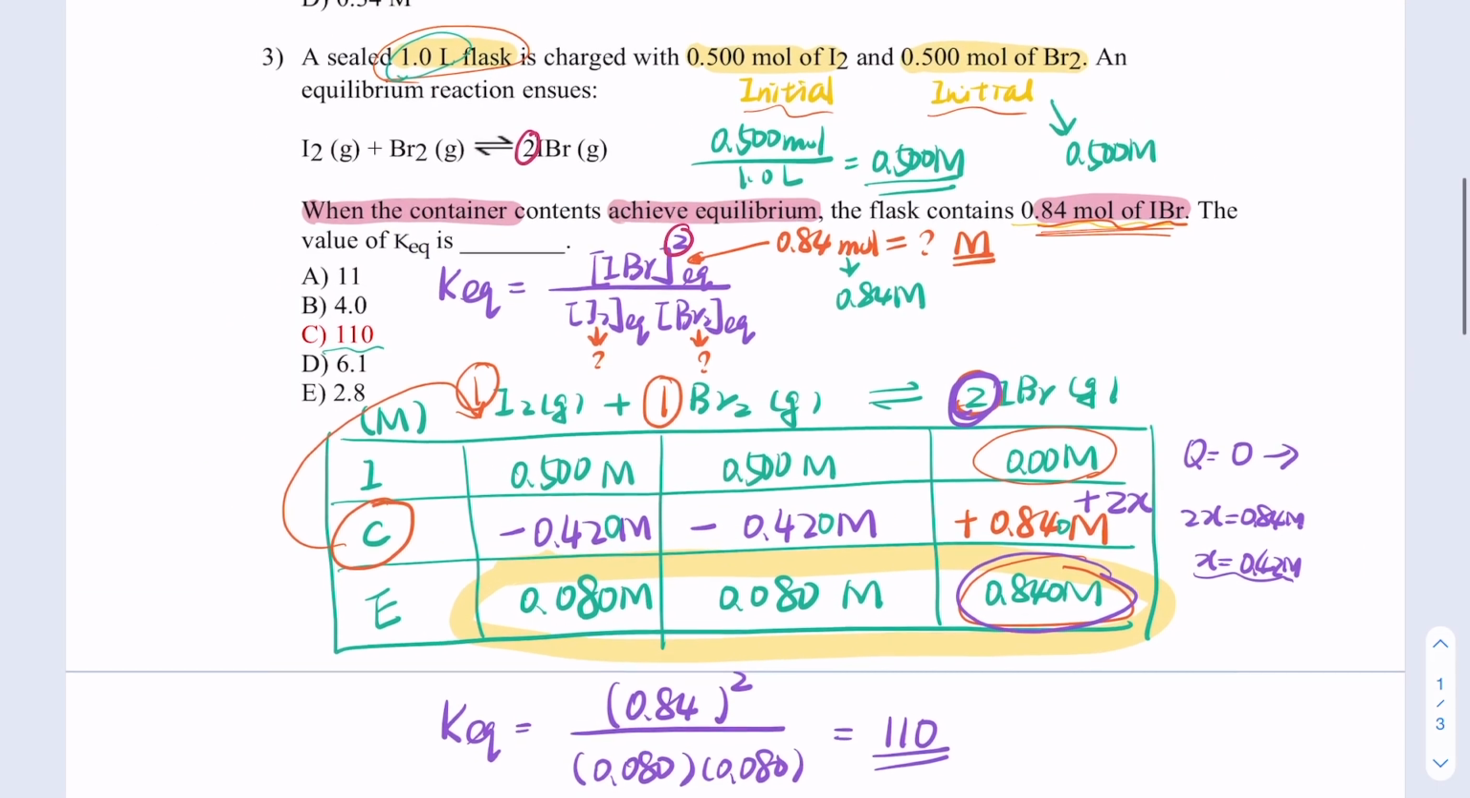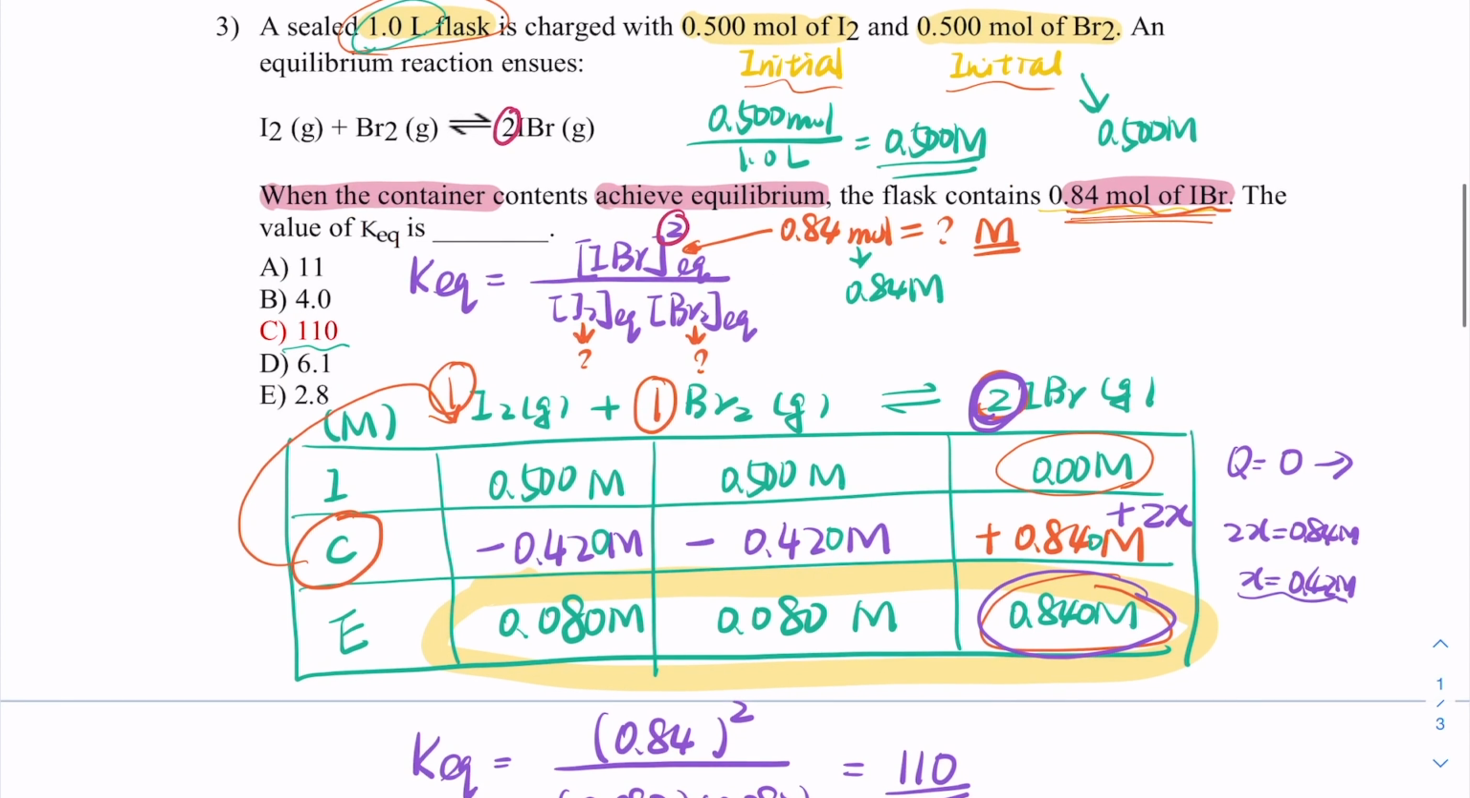This is how you do this type of question. Again, still an ICE table, but instead of being given the equilibrium constant and solving for one of the equilibrium concentrations, now you're given the initial amounts and one of the equilibrium concentrations, and you're calculating the equilibrium constant. So this is a simple question, and hopefully this is helpful. Thank you for watching.